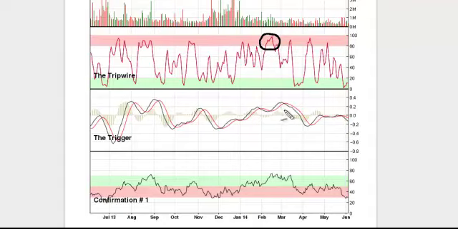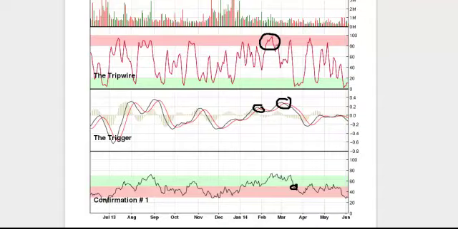Then we wait for the actual inverse trigger, and we have one here, we have one here. But remember, we are not going to take these seriously until we see the confirmation break down to the red. And as soon as it dips below the green and into the red, there comes our sell signal. So if we go straight up here, we find that we're selling out somewhere in here.